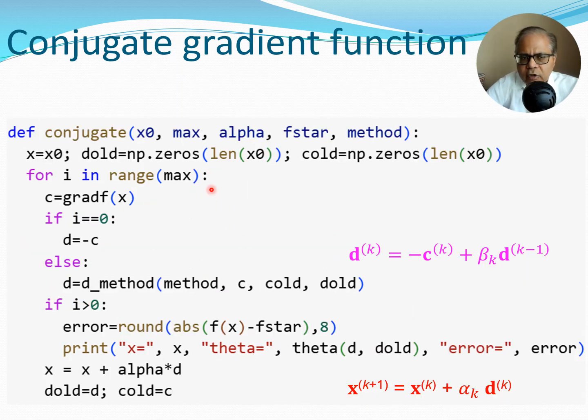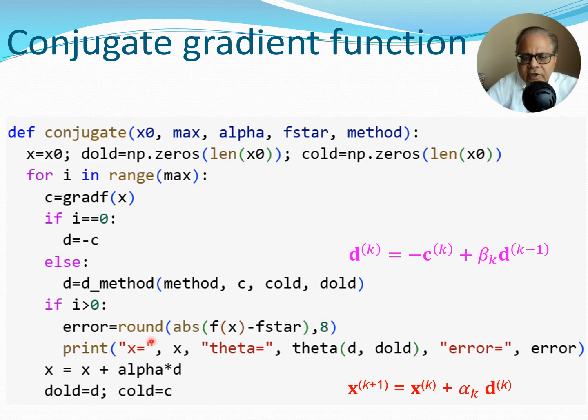So now I have the function conjugate, and in this function I have the for loop here, and within the for loop I first start by defining the vector c using the gradient function. So c is the gradient vector, and then if i is 0 I am going to say the search direction is negative c, or I'm going to call this particular function here and bring in the search direction from there. And this function d method is going to take in the method, c old and d old, and it's going to return the vector dk equals minus ck plus beta k dk minus 1. So all this logic is going to be done inside this function d method.